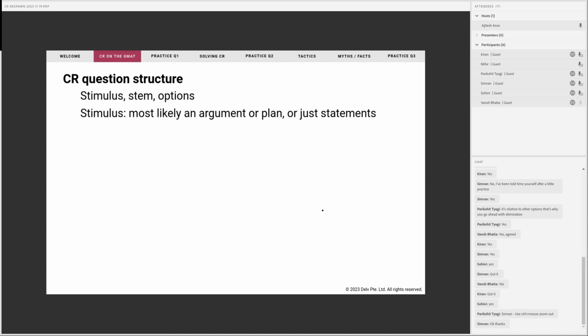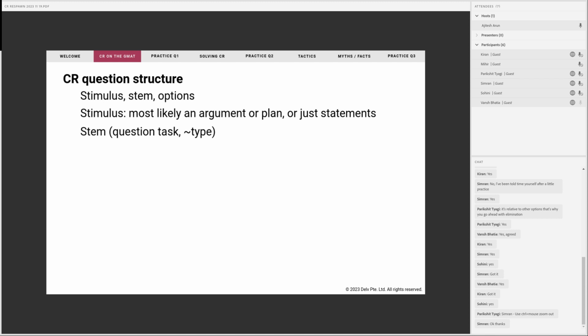Some critical reasoning questions will just be statements. They won't be trying to convince you of anything. They'll just put a bunch of statements up on the screen for you. Now, the stem is where the GMAT tells you what it wants you to do. Normally it is relatively safe to just say this is the question type. The better thing to do is to think about this as the task, but it's relatively safe to think of it as just a question type.